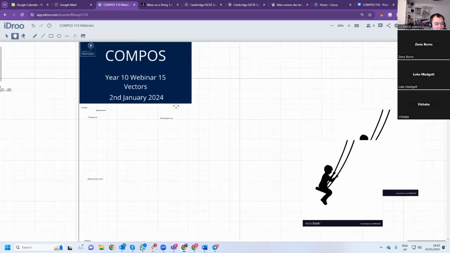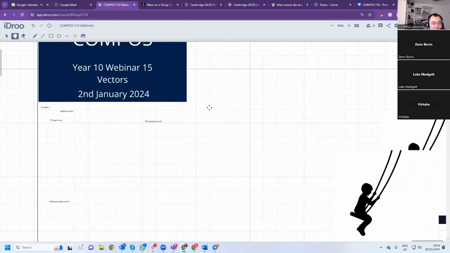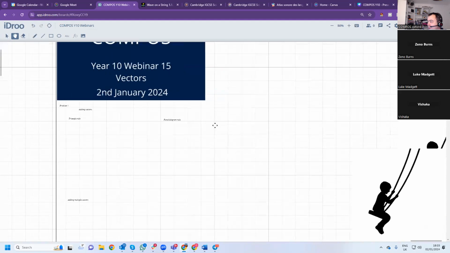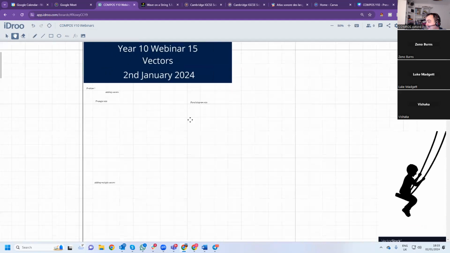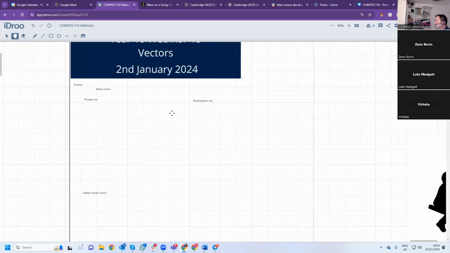So 2024, and we're talking about vectors. And I hope everyone has seen the assignment. I hope it's not a surprise. There's no surprise that the maths assignment is vectors. Vectors are used very much in physics, like mechanics at least is all about vectors. You need a decent understanding of vectors to become a good physicist. So let's talk about vectors.